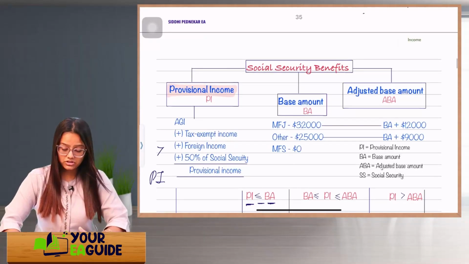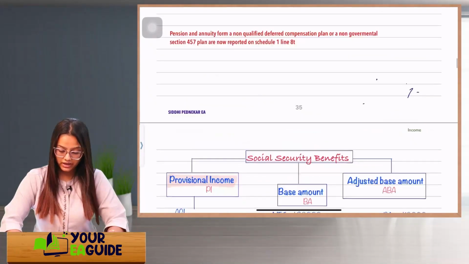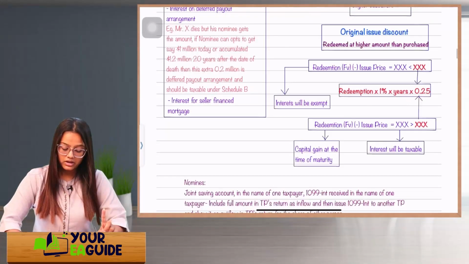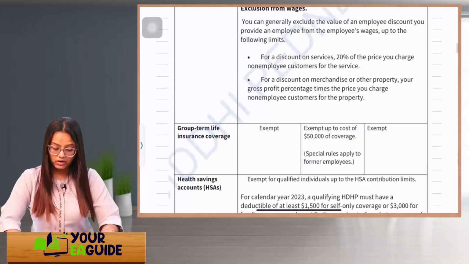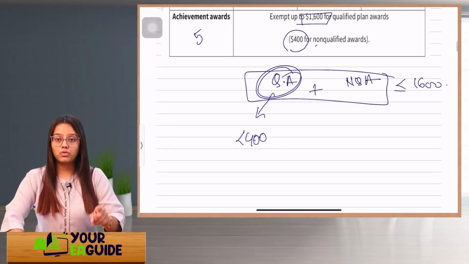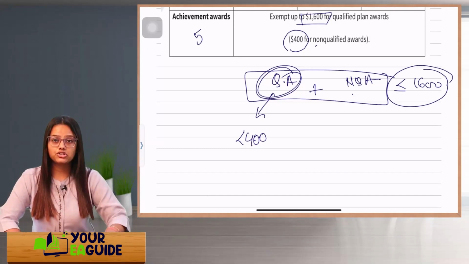Yes, in income exclusion we will see that thing. For qualified award it is 400, so please make the correction. For qualified award maximum 400 is allowed, and qualified plus non-qualified total 1600 is allowed. Okay, so 400 is for qualified, qualified plus non-qualified total 1600 is allowed. Okay, so this is achievement award.